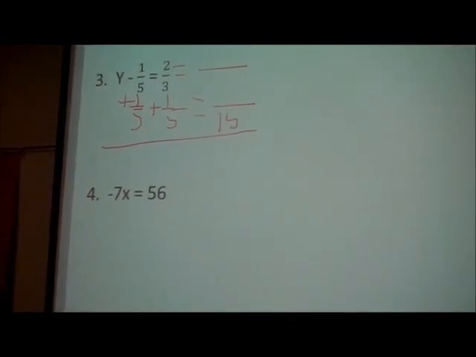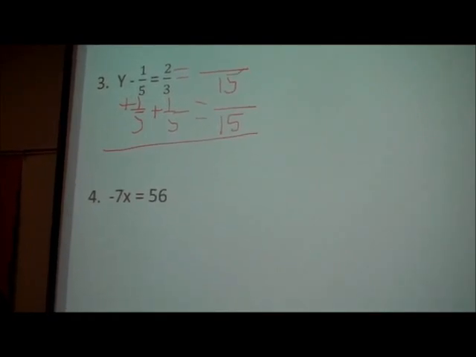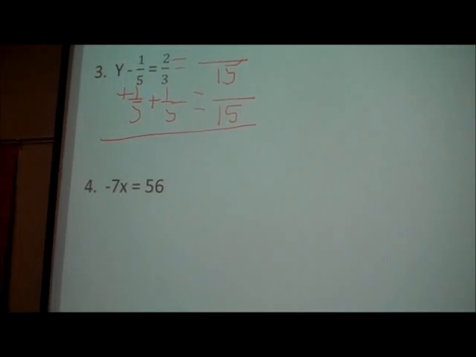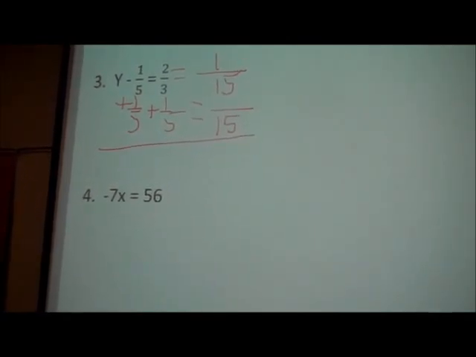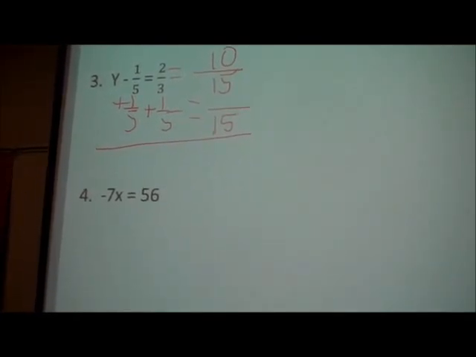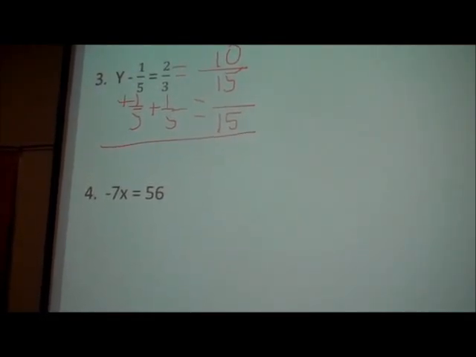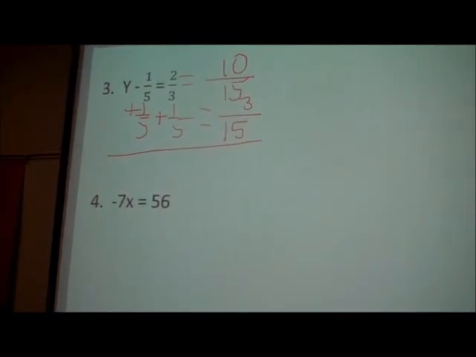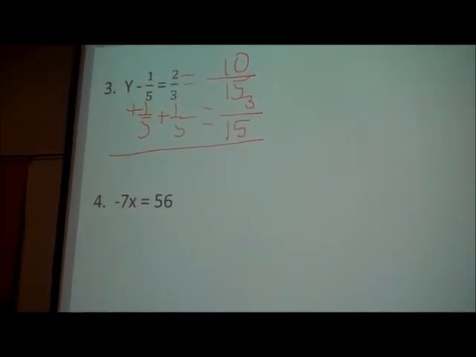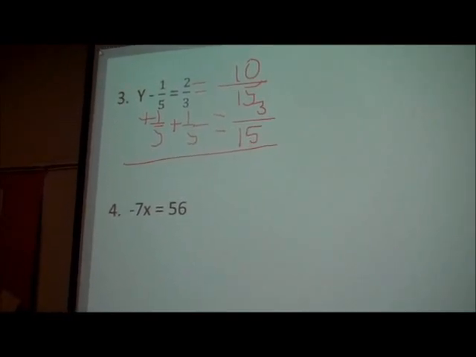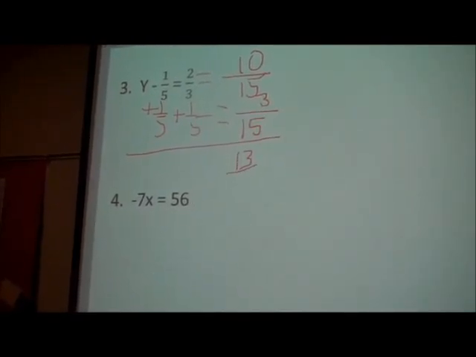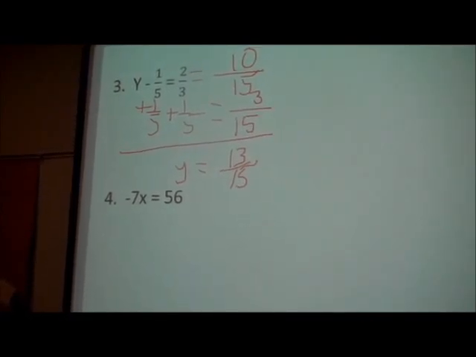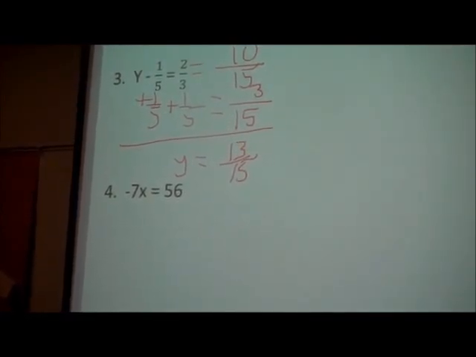15. So we're going to put a 15 on the bottom. What do we do to 3 to get 15? Multiply by 5. So 5 times 2 would be 10. What do we do to 5 to get 15? Multiply by 3. So 3 times 1 is 3. Look over here and it says add. So we're going to add the 10 and the 3. That would give us 13/15. And then bring down your y. So y equals 13/15. Questions on that one?